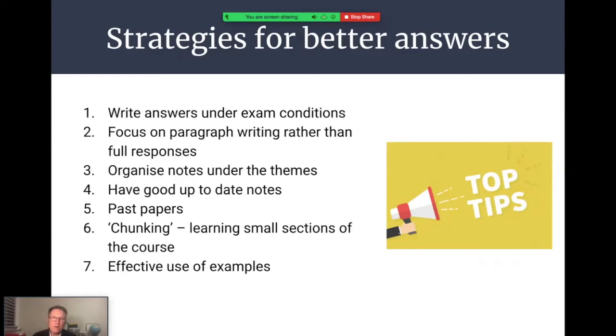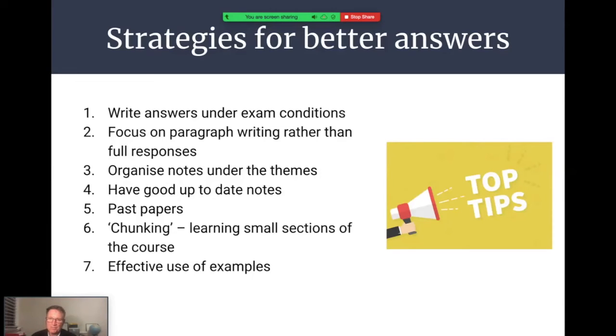Focus on paragraph writing rather than full responses. Quite often I'm short of time, but if I look at the past papers and I say, I'm going to respond to that question by writing two good paragraphs, then I'm getting practice in responding to the question, but I'm also getting practice writing my response in a proper paragraph.